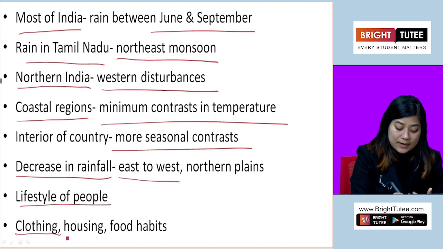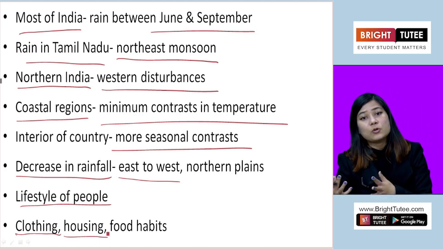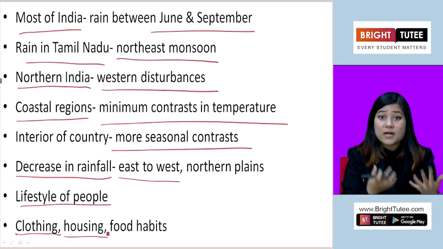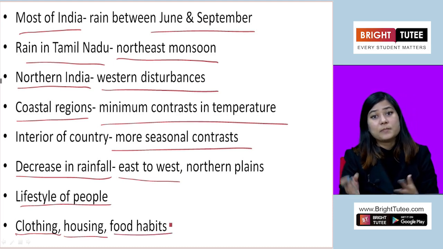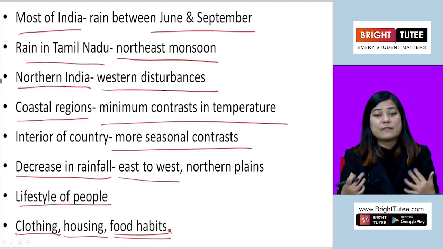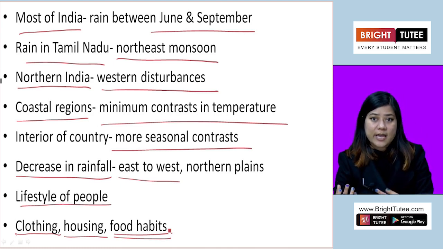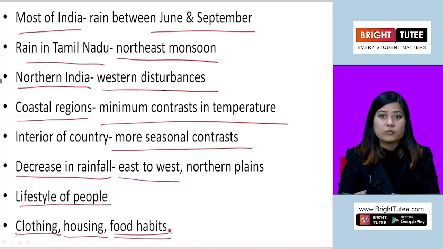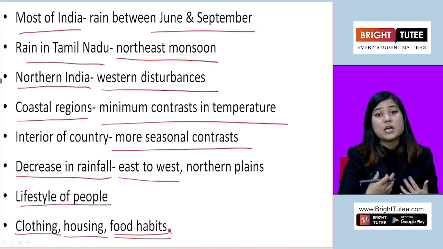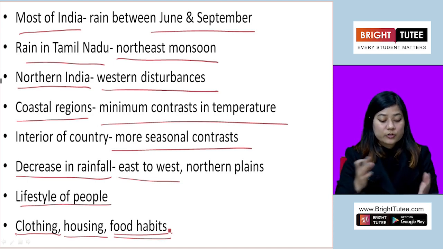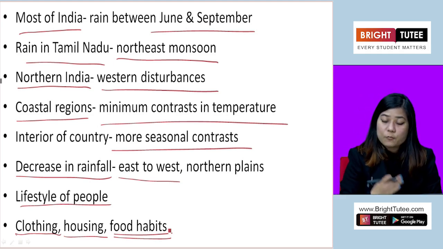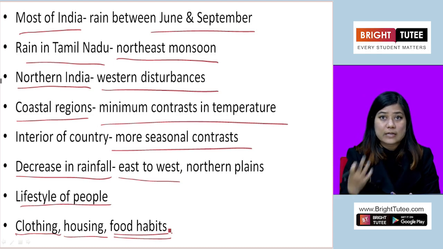In a similar manner, the housing also varies. Some people in the cold areas live in wooden houses. But if you go to Rajasthan, they'll put up a tent or mud houses. And in a similar manner, because of the climate, the food habits of people also change. People living in hot areas eat light food. But people who live in cold areas have a different kind of food than people in other areas. So the lifestyle, how people live, what they wear, where they live, where they sleep, what they eat, is also influenced and changed.